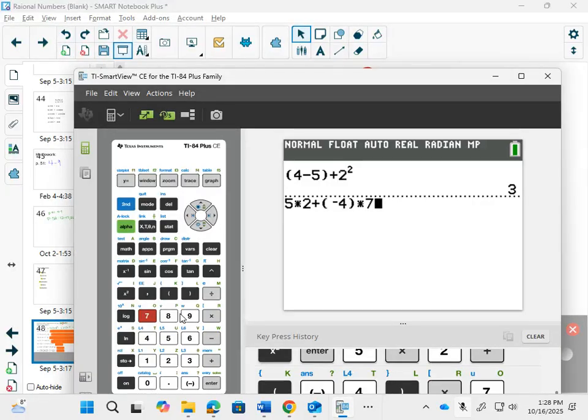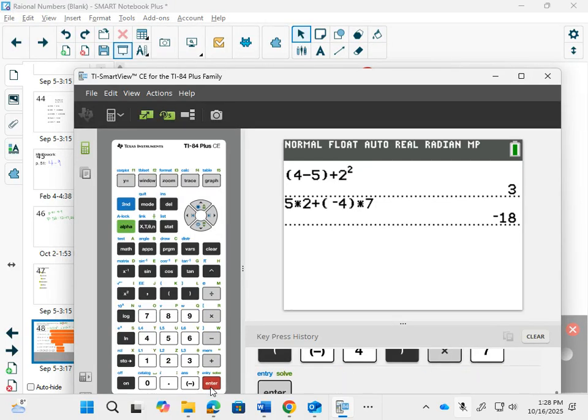Did I type anything in wrong, Mr. Shirk? No. And enter. Did you get -18? You got an error. You might have used the minus sign instead of a negative sign. Because you're writing a math test, you don't want to write error as your answer. If your calculator told you syntax error, that probably means we had issues in how we typed it in.